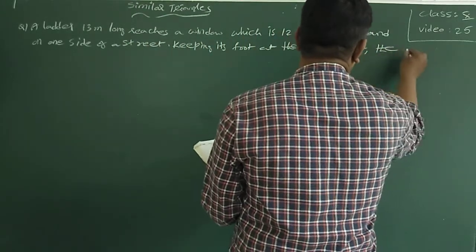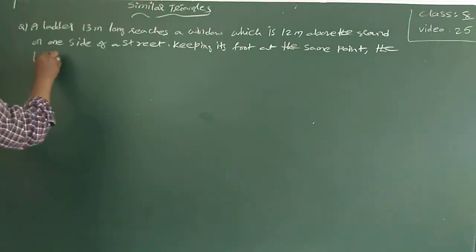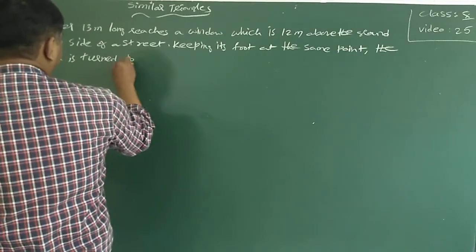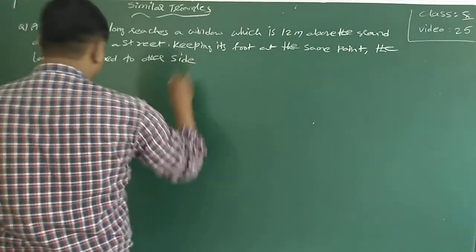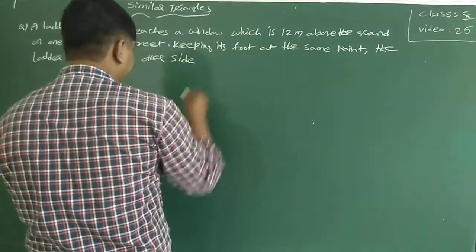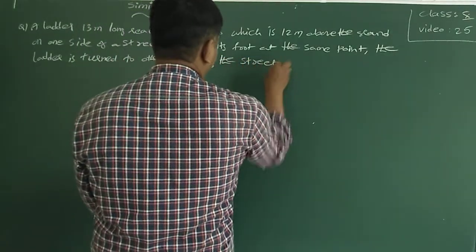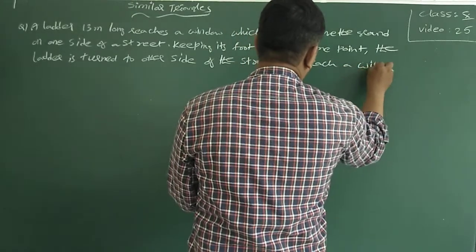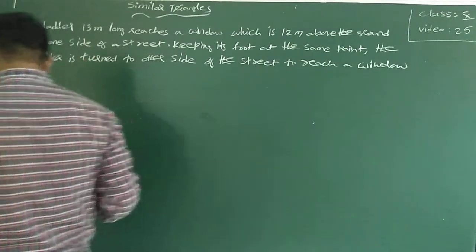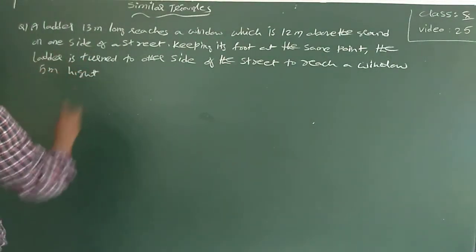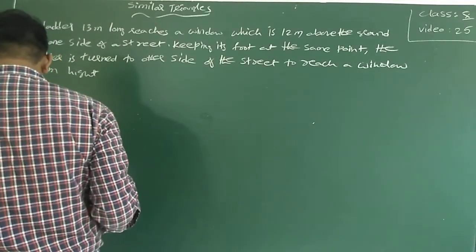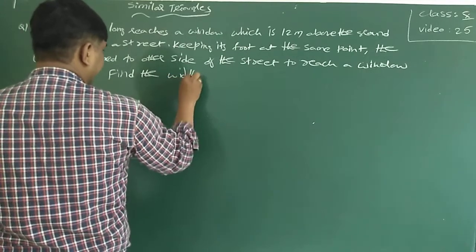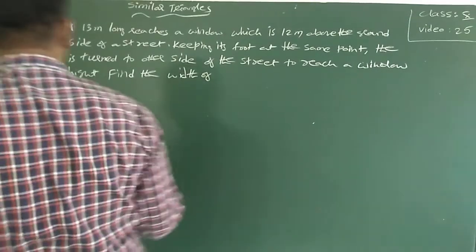the ladder is turned to the other side of the street, to reach a window 5 meters high. Find the width of the street.